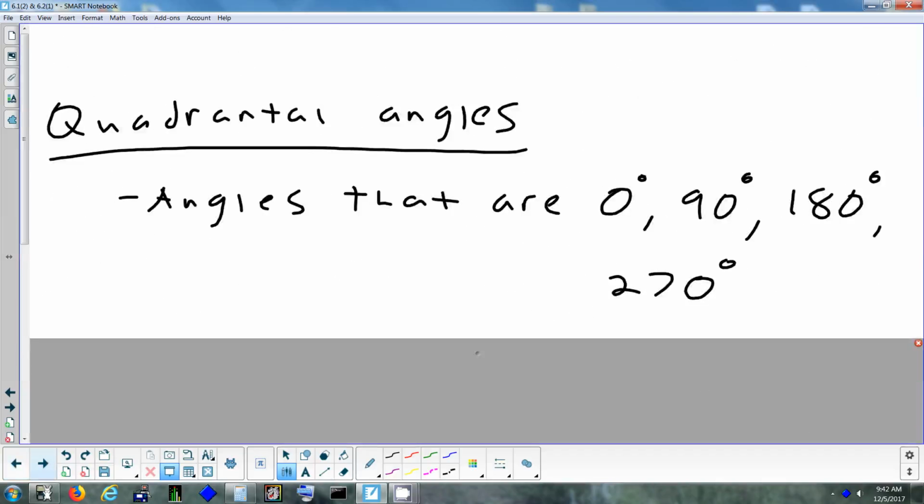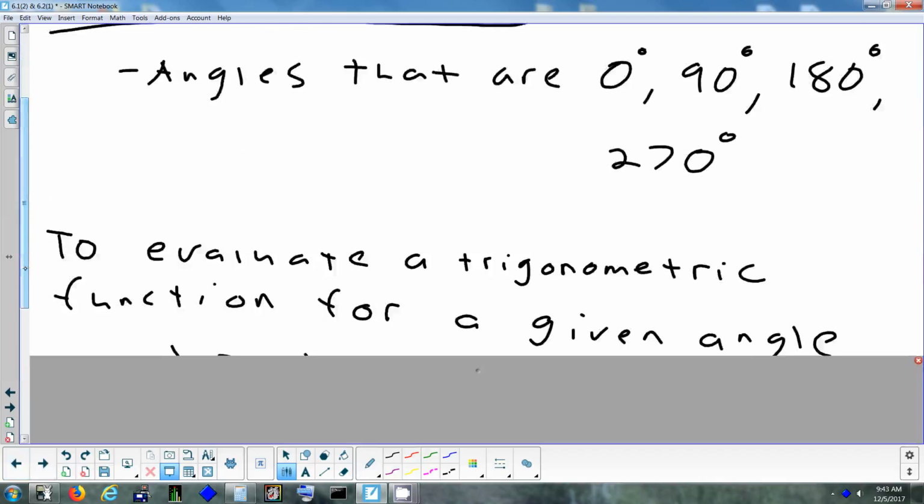There's a special name for those 4 angles that I gave you before: they're called quadrantal angles. It's not super important to know that, but it's a term that could come up. They're called that because they divide the quadrants. They're on the axes.